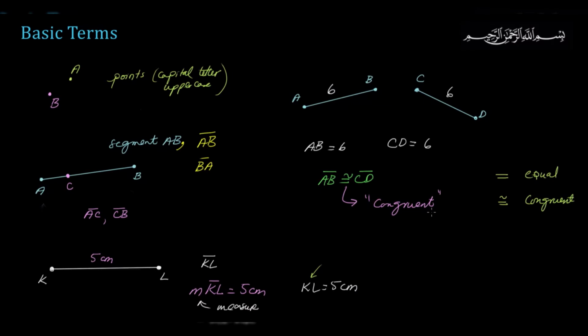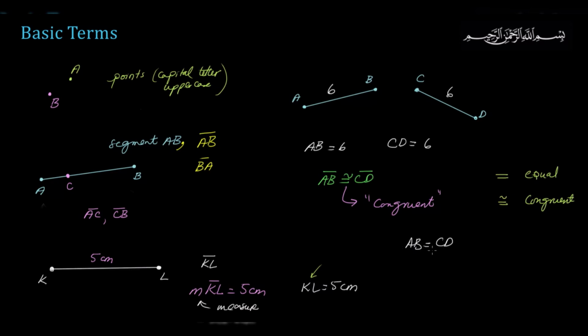So if two segments are of equal length, then they are congruent. Now, we can say AB is equal to CD. If you read this, the way you would read this particular statement, you would say the measure of AB equals the measure of CD, or the length of AB equals the length of CD.